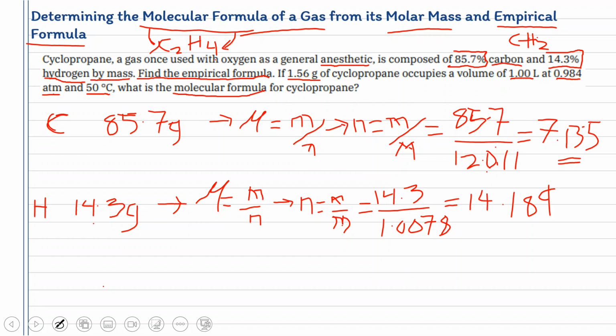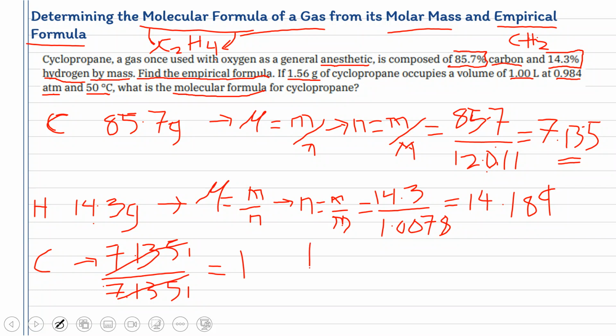Now, because we are looking for the empirical formula, we're going to divide each of them by the smallest number. Okay. So for carbon, we're going to divide 7.135 by the smallest number. What is the smallest number between the two of them? It's still 7.135. And this will cancel itself by 1 because any number divided by itself is 1, right? So we're going to have 1, and that is for the ratio in respect to carbon.